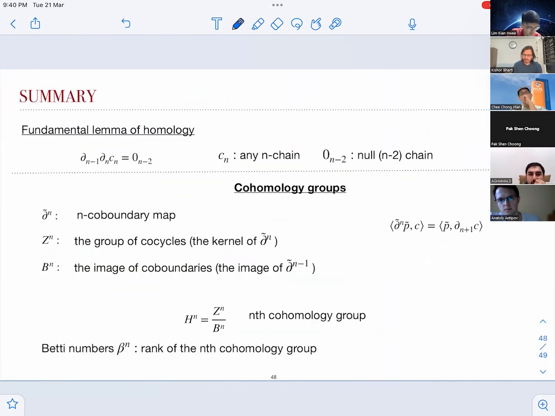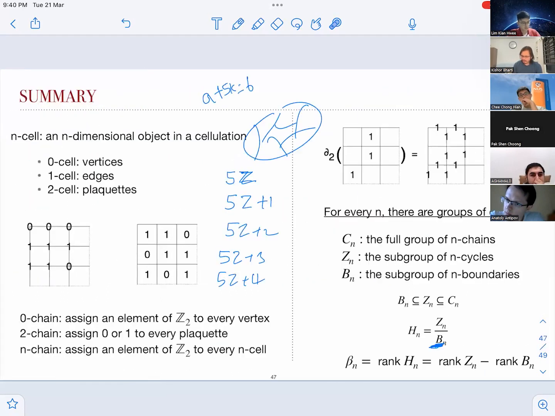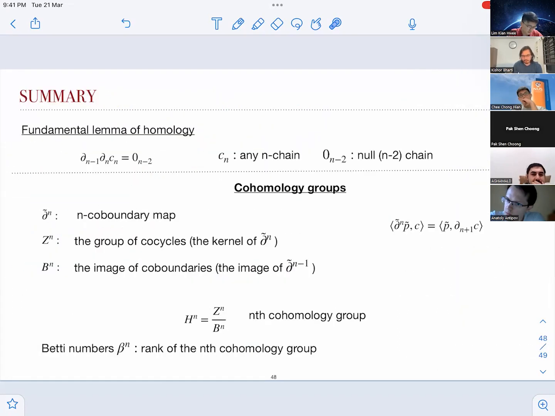And then we had this fundamental lemma of homology, which is that boundary of boundary is basically 0. So you apply it two times, that gives you 0. Then we talked about the cohomology group, with similar ideas: you had the delta n operator, here you have similarly the n co-boundary map, and then you look at the kernel of this map, that is Zn, and the image, Bn, and then again the quotient group Zn over Bn will give you the nth cohomology group. And the Betti number is the rank of the nth cohomology group. And how do you define the co-boundary map? Via this relation.